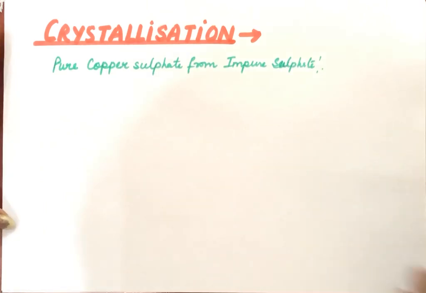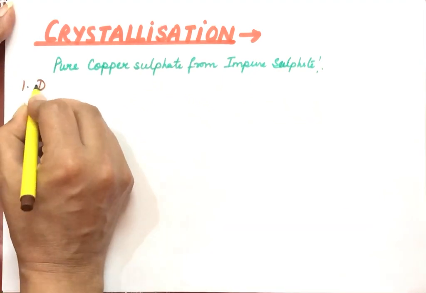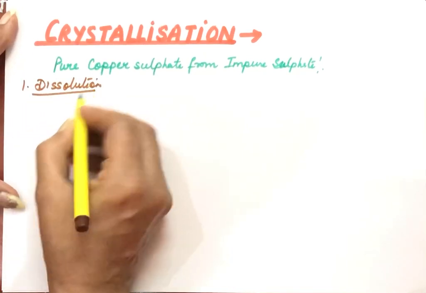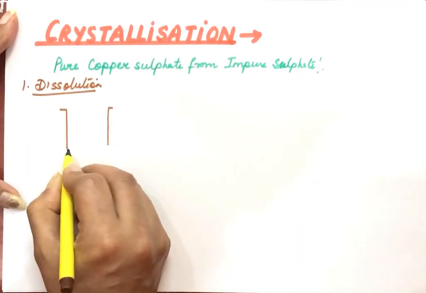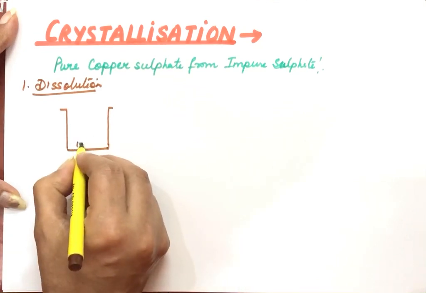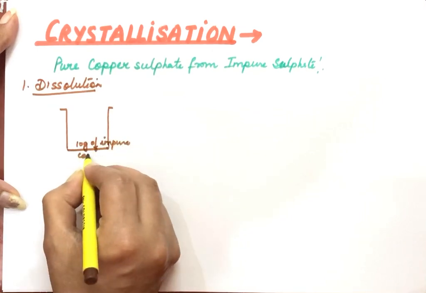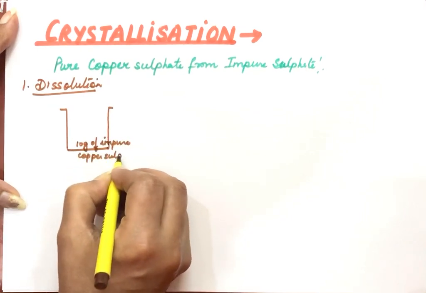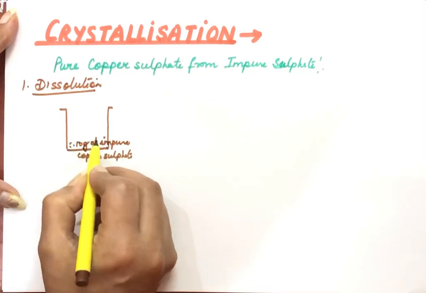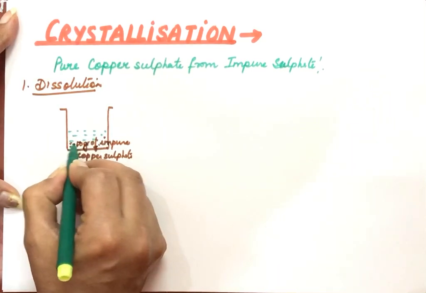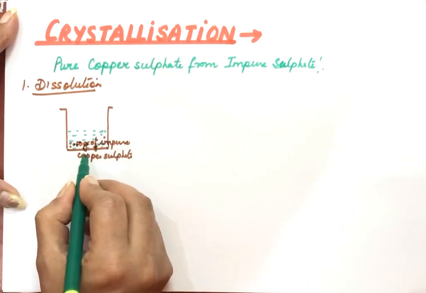So how do we do the crystallization? There are different steps that we have to follow. The first step is the dissolution. Dissolution means we have to dissolve this impure copper sulfate. For dissolution, we are taking a beaker. In this beaker, we take approximately 10 gram of impure copper sulfate, and we will add water. Add only that much water in which the salt will dissolve, so the minimum amount of water.